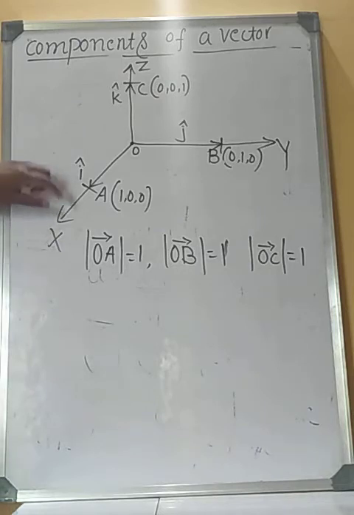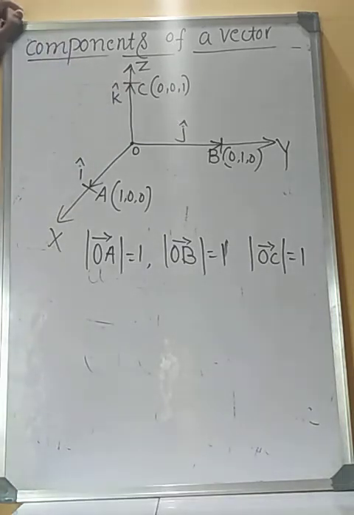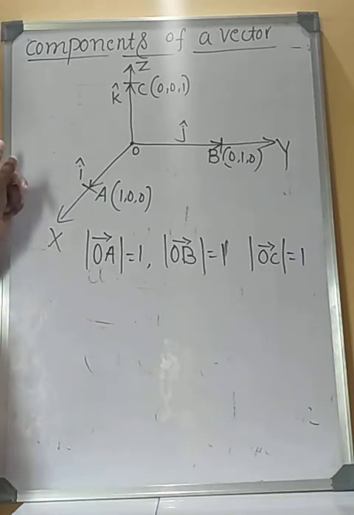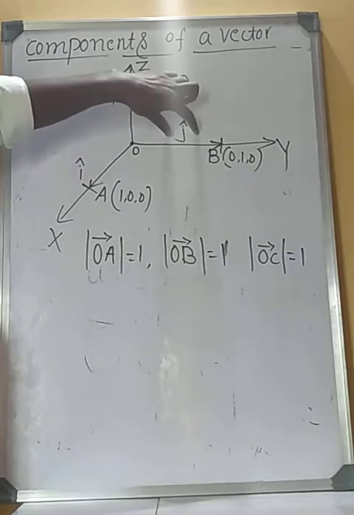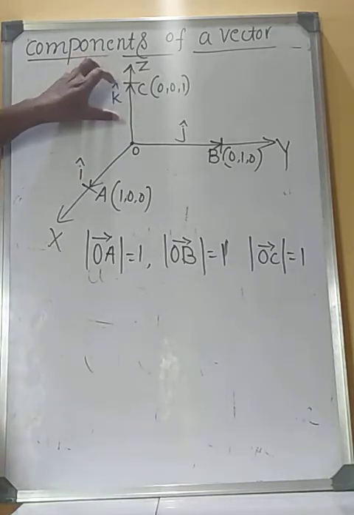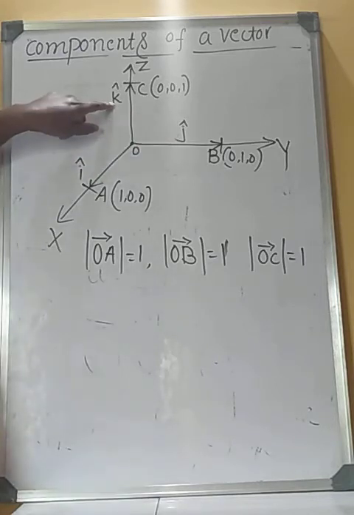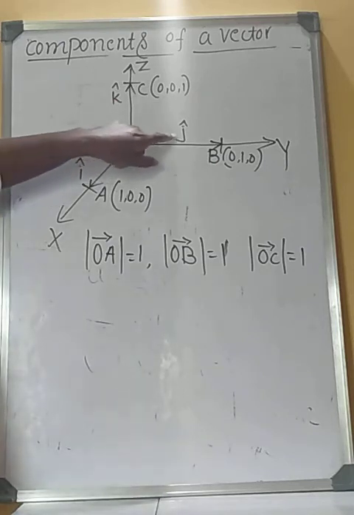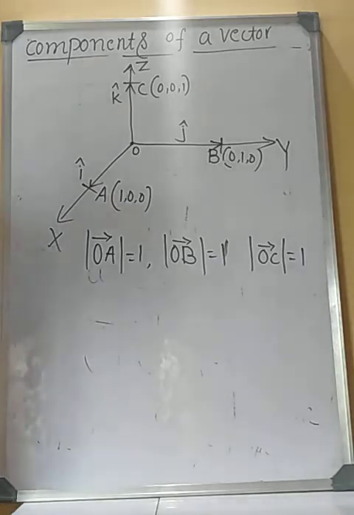The vectors OA, OB and OC, each having magnitude 1, are called unit vectors along the axes OX, OY and OZ respectively, and they are denoted by i cap, j cap and k cap, where i cap, j cap and k cap are unit vectors respectively.